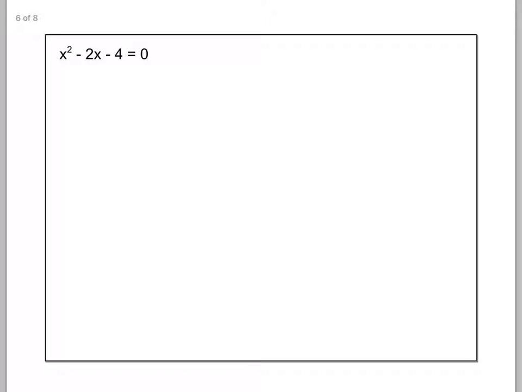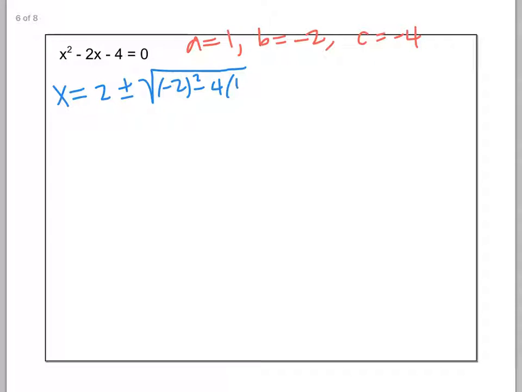Okay, got a couple more examples to go. I encourage you guys, if you're starting to feel comfortable with this, go ahead, pause the video and try it, and then just check your work when you're done. So here a is 1, b is negative 2, and c is negative 4. So again, I'm just going to follow my formula. So x equals opposite of b, 2 plus or minus my square root. I have b squared minus 4 times a times c, and that's all over 2 times a.